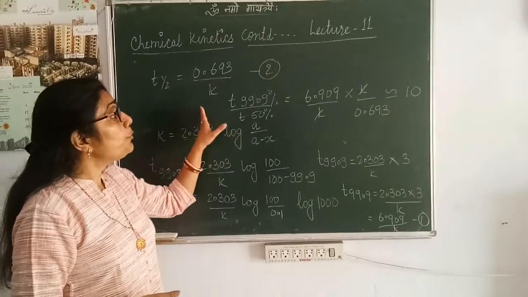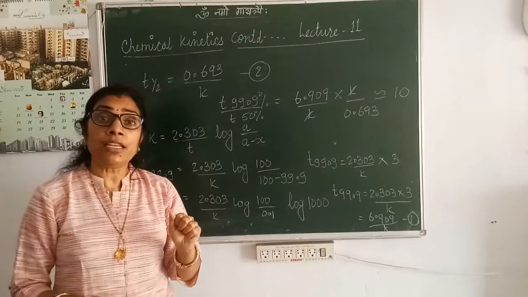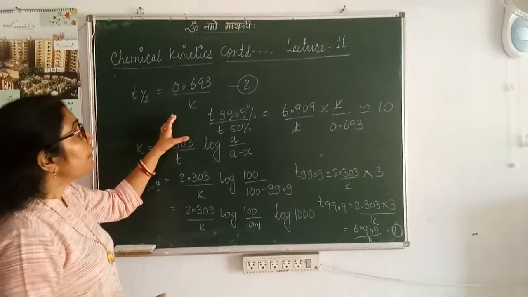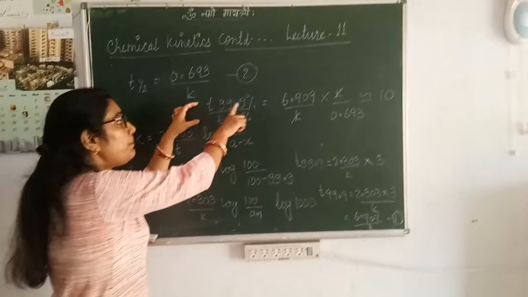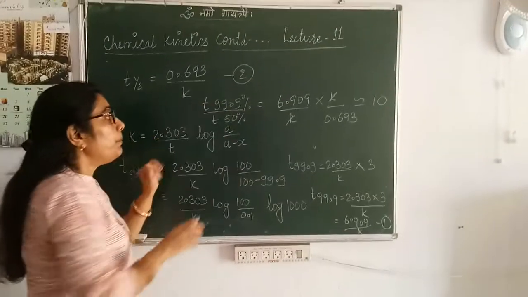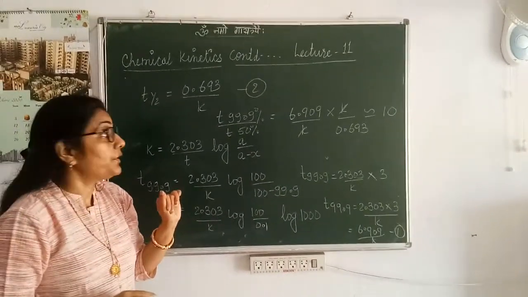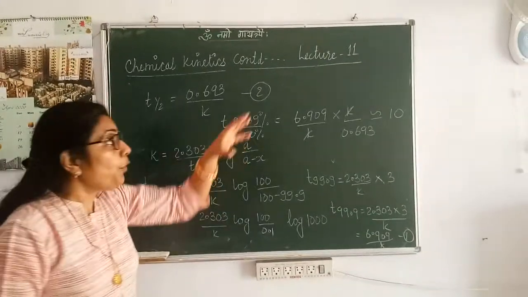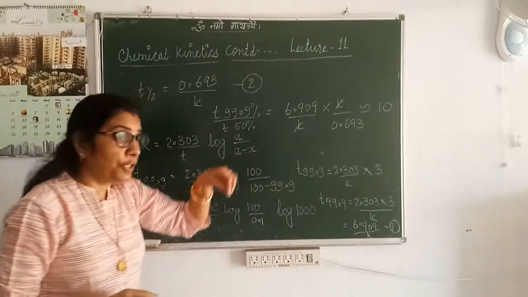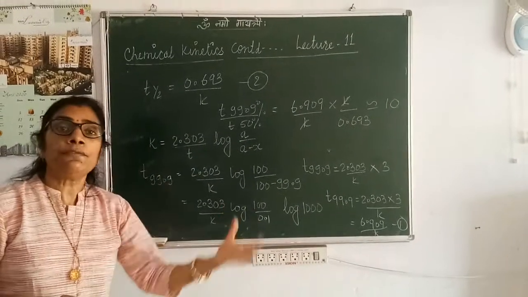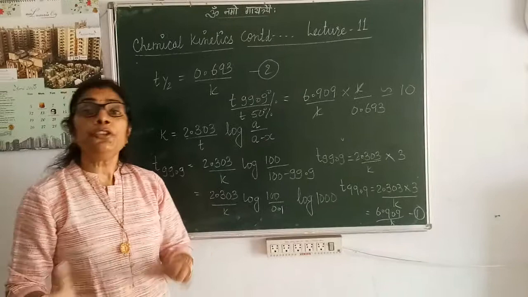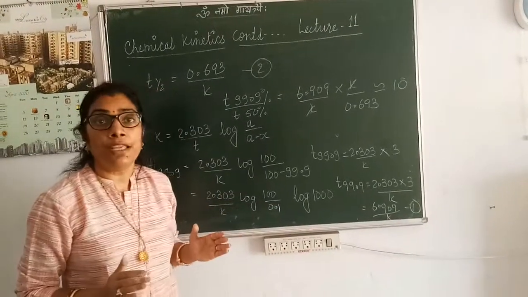And you have to see the language of the numerical very carefully. Once it is said that show that the time, that is 99.9%, is 10 times as compared to T 50% of the reaction. And if in a question it is already mentioned that the concentration of the reactant is reduced to that much using first order kinetics, then you calculate accordingly. Then you need not subtract over there.